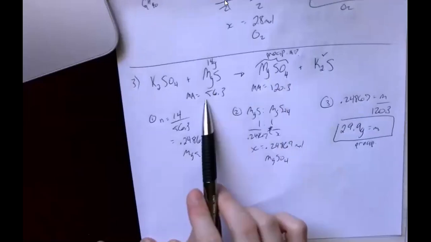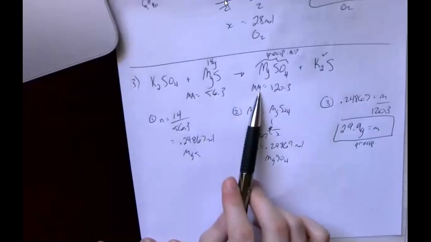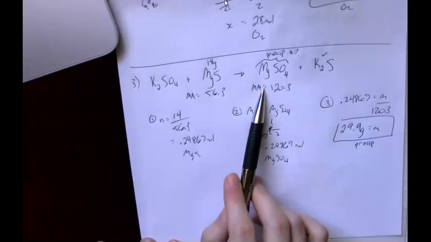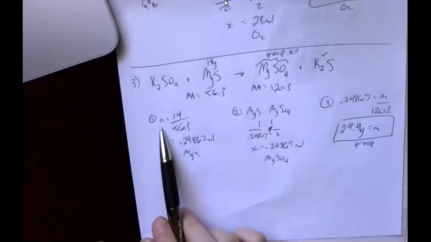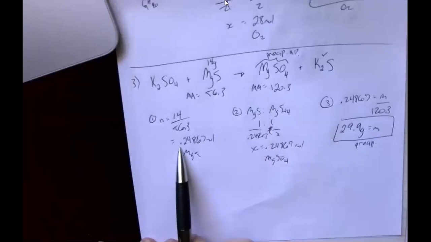I then found the molar mass of both my magnesium sulfide, since that's what I was given the mass of, and the magnesium sulfate, since that's what I was asked to find the mass of. Then I did moles equals mass over molar mass to get 0.24867 moles of magnesium sulfide.